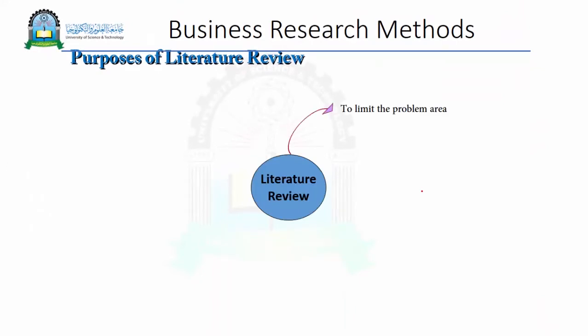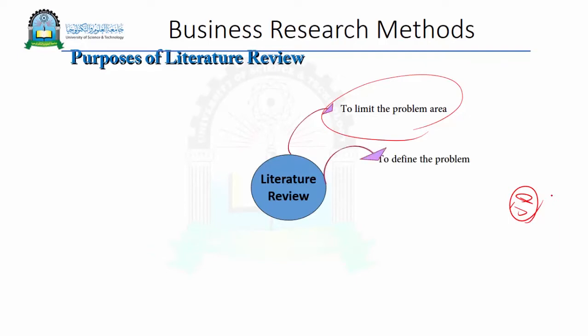Talking about the purposes of the literature review, we have different purposes. The first purpose of the literature review is to limit the problem area. So we need to read all the previous work in the same area. If I'm doing, for example, research about job performance, I need to read all the previous work in order to limit the problem area and find out the research gaps.